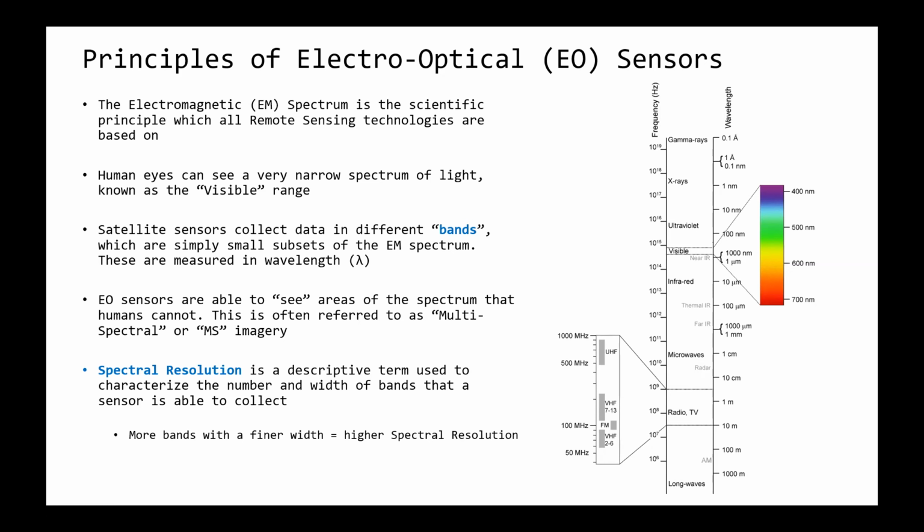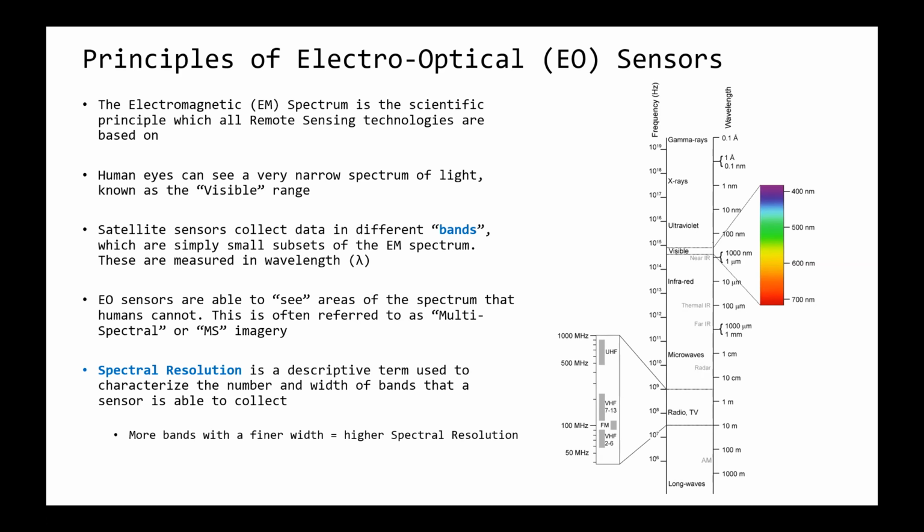However, many satellite sensors can collect data and information outside of that visible band. What we call bands are small segments of the EM spectrum, and they're measured in wavelengths, from very short wavelengths to very long wavelengths.